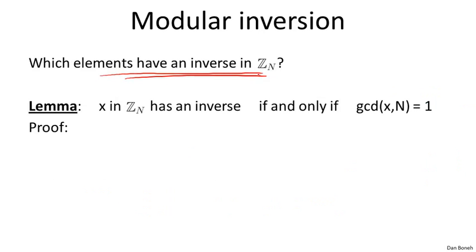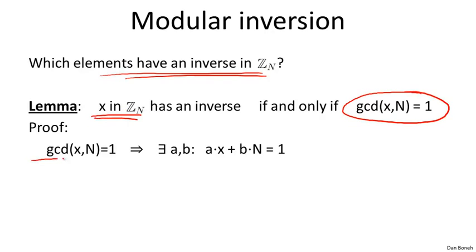Now that we understand what a modular inverse is, the question is which elements actually have an inverse in Zn. And so there's a very simple lemma that says that an element x in Zn has an inverse if and only if it is relatively prime to the modulus n. So I'll say that again. X in Zn is invertible if and only if x is relatively prime to n. Now let's quickly prove that. It's actually fairly simple to see.